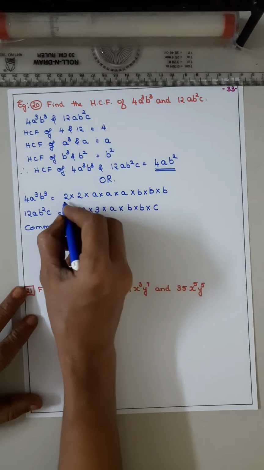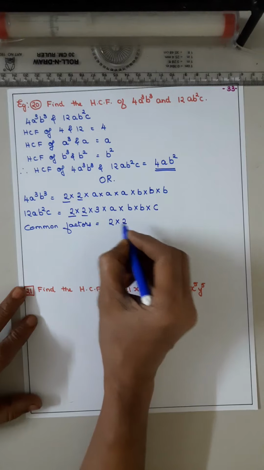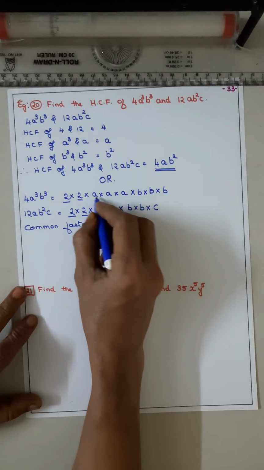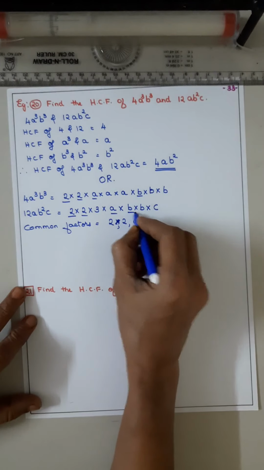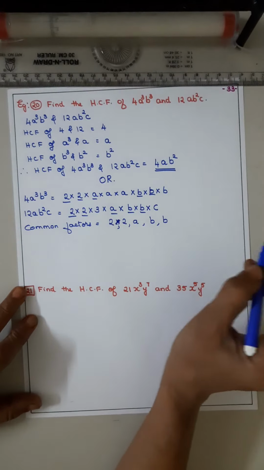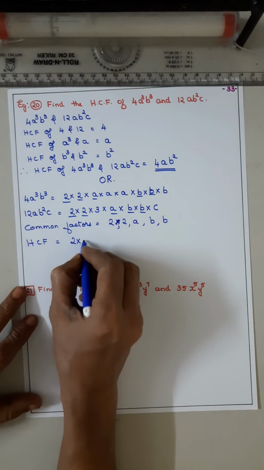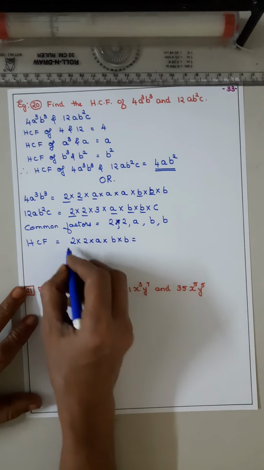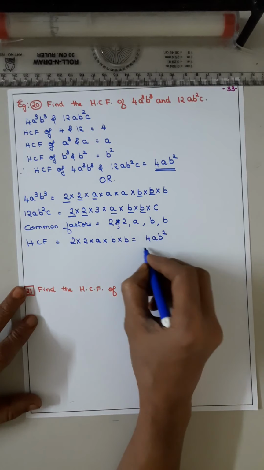Is equal to 1 times 2, sorry, 2 common factors. Then it is A one time, B two times. Okay. Now HCF. What are we going to do? Multiply all. 2 twos are 4, A, B squared.